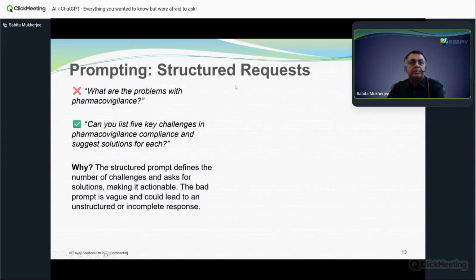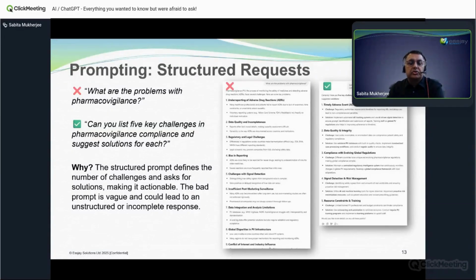Again, let's look at the two prompts. The first prompt, as I said, is quite vague, so the response is essentially a long list with little structure. However, the improved prompt allows ChatGPT to add some structure around its response by not only listing 5 problems, but a proposed solution for each one.